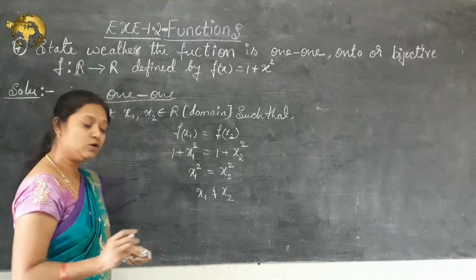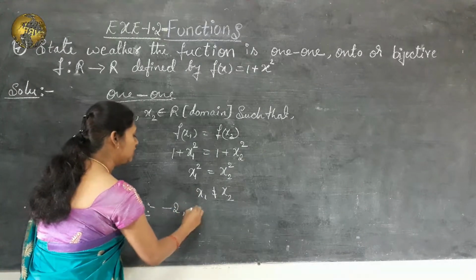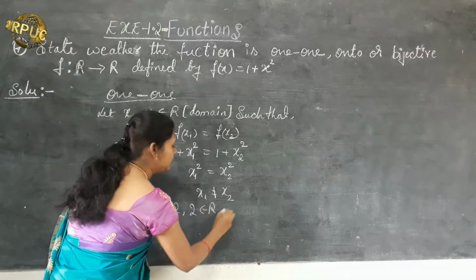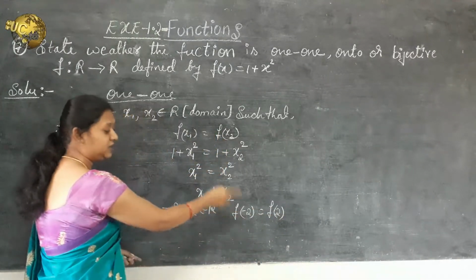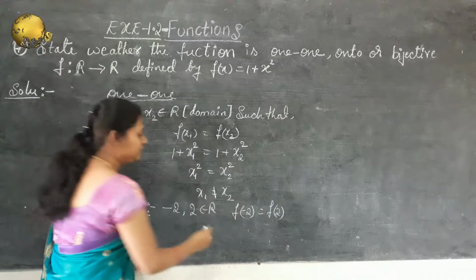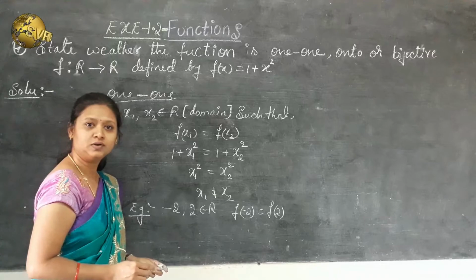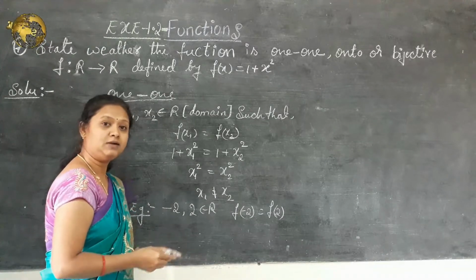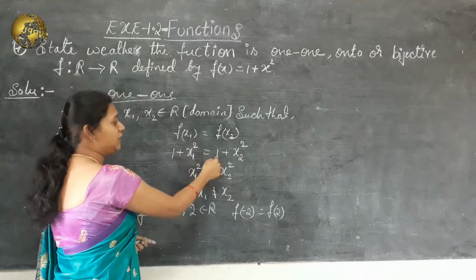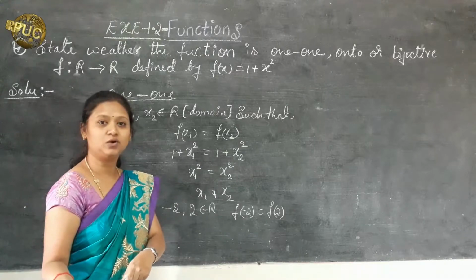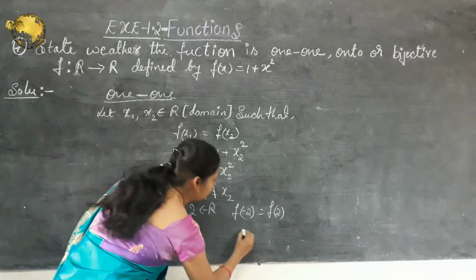In the last class we have learned, we can consider the example: minus 2 comma plus 2 belong to R, but here f of minus 2 will be equal to f of 2, correct? Because minus 2 whole square is 4, plus 2 whole square is also 4. But is minus 2 equal to plus 2? No, minus 2 cannot be equal to plus 2. But minus 2 whole square and plus 2 whole square will give the same image in the codomain. Is minus 2 equal to plus 2? No, they cannot be equal, correct?